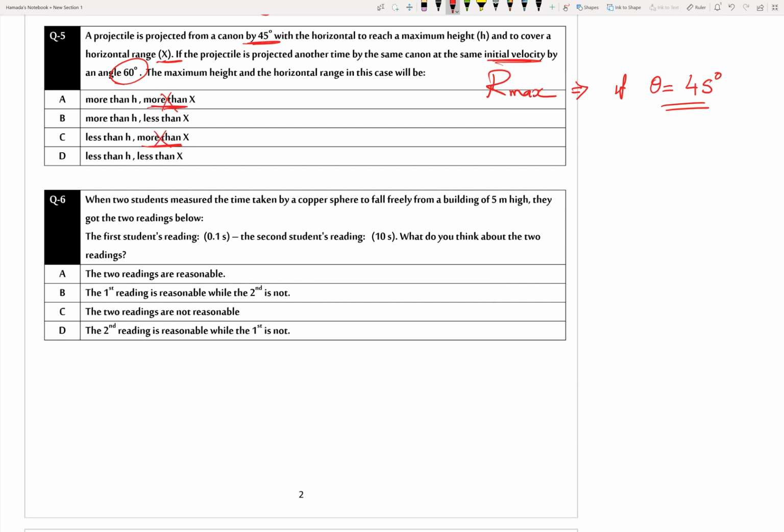But what will happen to the maximum height? Maximum height increases if we increase the angle of the projectile, and it decreases if we decrease it. Here in the second case we increase the angle, so it will be more than h, less than x.